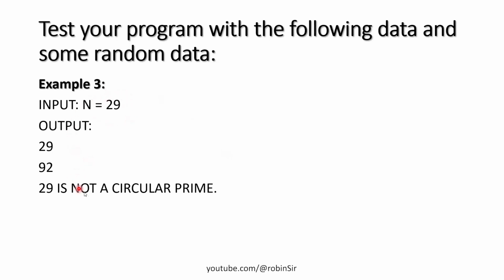And 29 is not a circular prime because when we pick up the first digit, place it at the end, we get 92, and 92 is not a prime number, so 29 is not a circular prime. So that's the question. Let's solve this question. So let's write the program.